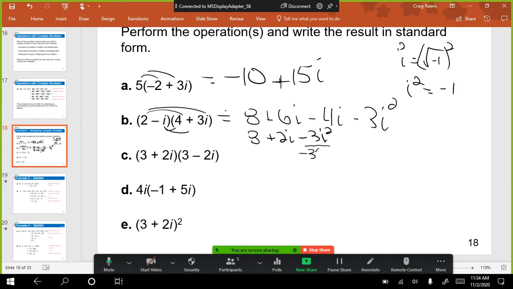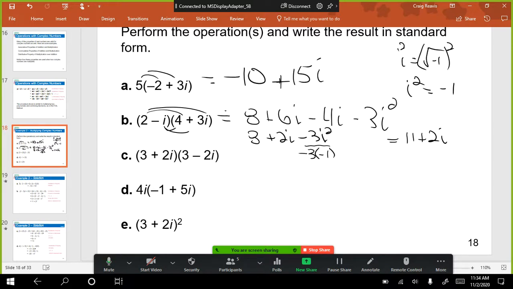That's really negative 3 times negative 1, right? Which is positive 3, which means I have to combine that with the 8. So I end up with 11 plus 2i. All right, so what you have to be careful of is anytime you get an i squared, that i squared turns into a negative 1. You multiply it by the coefficient, and then you can combine it with whatever.